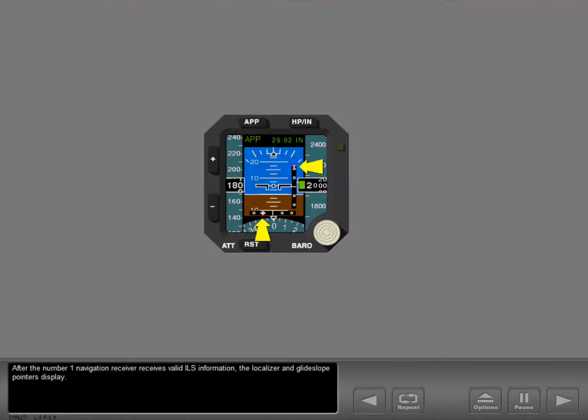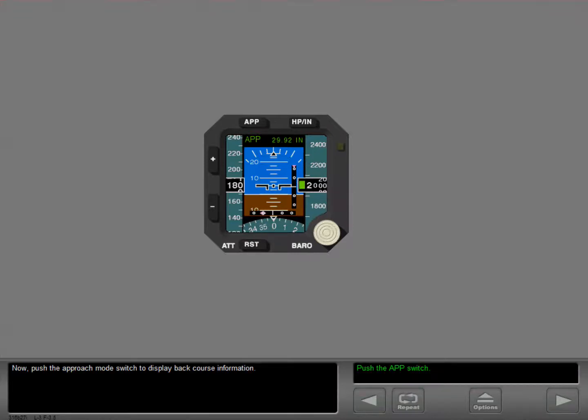After the number 1 navigation receiver receives valid ILS information, the localizer and glide slope pointers display. Now push the approach mode switch to display back course information.